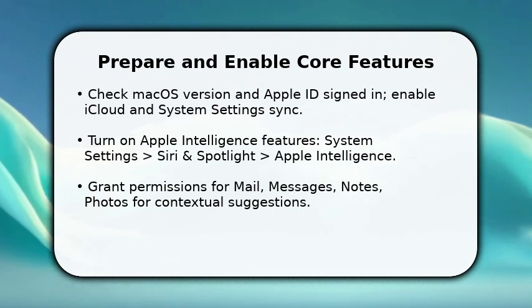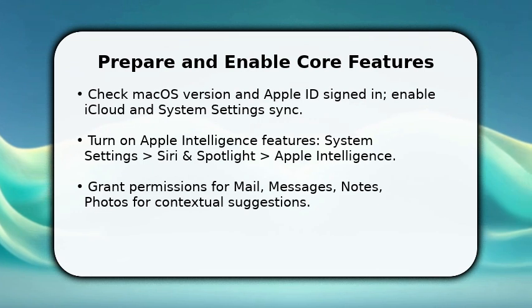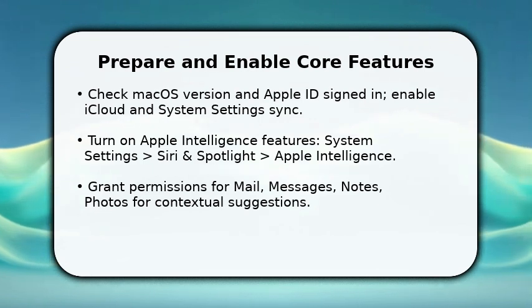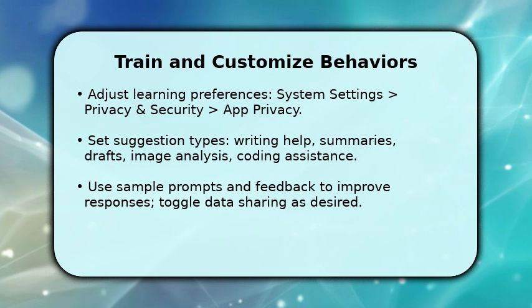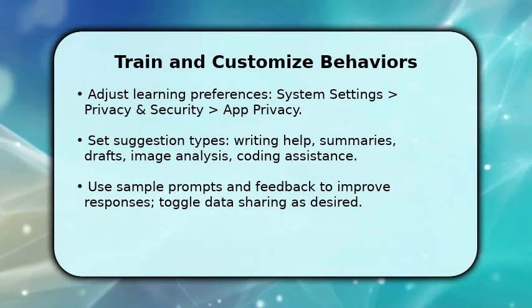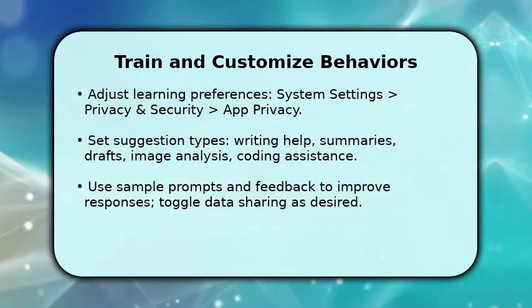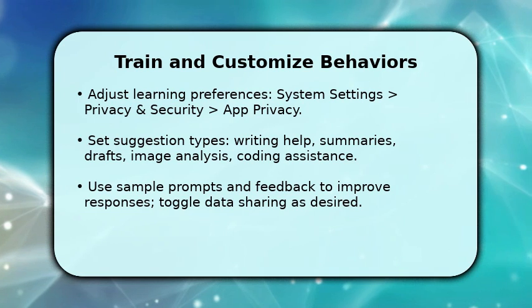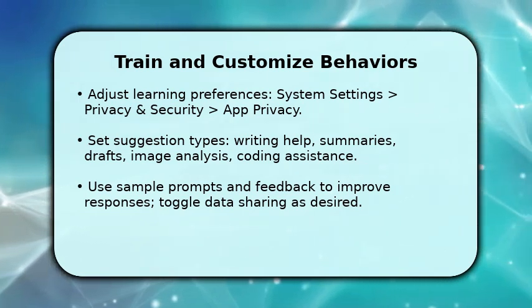If you use multiple Macs, sign in on each and sync via iCloud so preferences and learning carry across devices. Now you customize how Apple Intelligence helps you by adjusting learning and privacy settings. You should select which apps and data types it can analyze and pick suggestion types like writing help, summaries, or image analysis. Once configured, open supported apps and try short prompts.